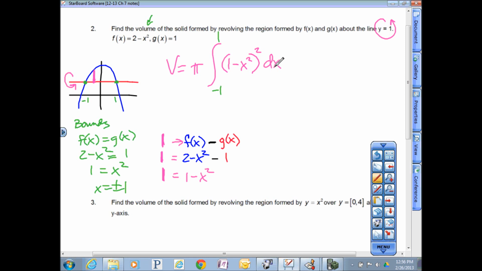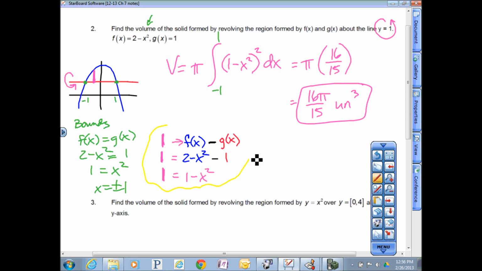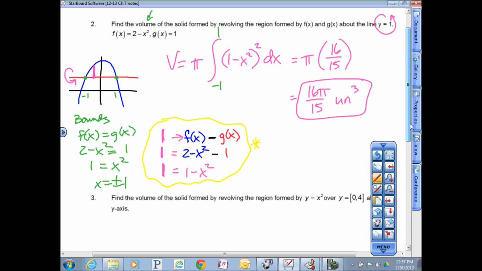We end up here, I think, when it's all said and done, with a pi times 16 over 15, if you want to convert it to a fraction. And so we end up with 16 pi over 15 units cubed. Now, before you go and freak out about what happened with this rectangle deal right here, this is the thing that I find the most difficult. Yes, let's put a little star by that because we're going to need to spend some time there. And I'm sure we're going to talk about that when we're in class together.